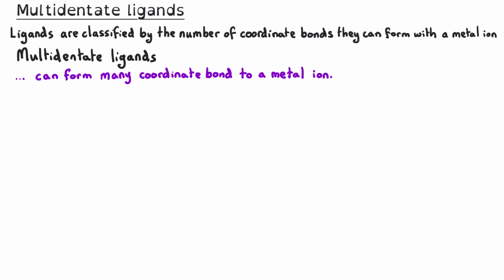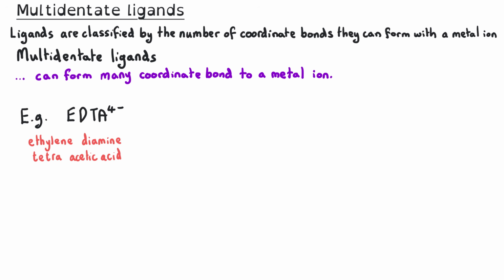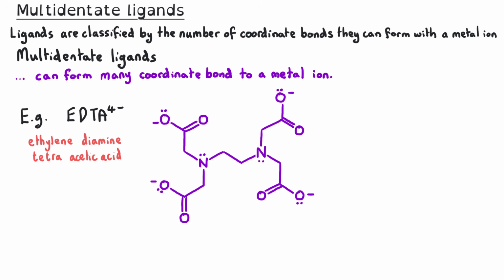Multidentate ligands form many coordinate bonds to a metal ion. One example that you need to know is the EDTA 4- ion. EDTA is an abbreviation and it stands for ethylene diamine tetraacetic acid. But as a ligand, it will be the 4- ion, and here is its structure as I'm showing like this.